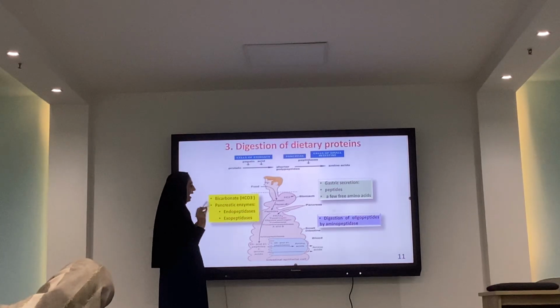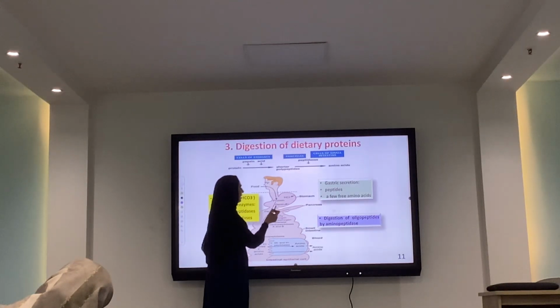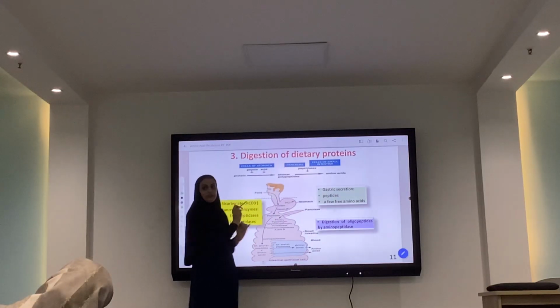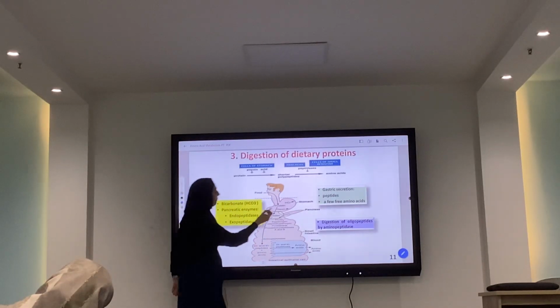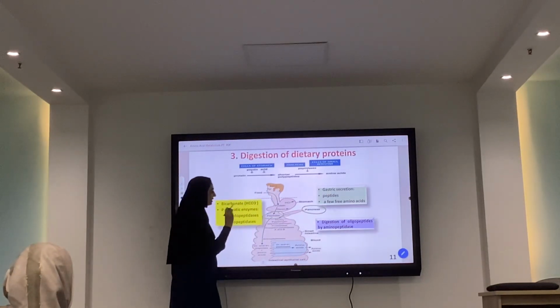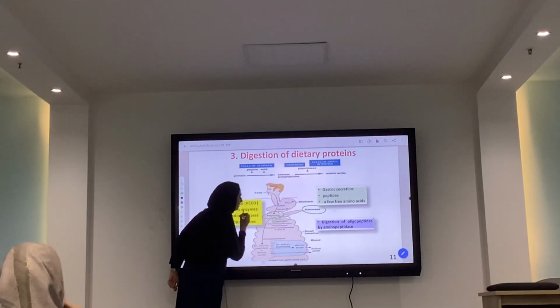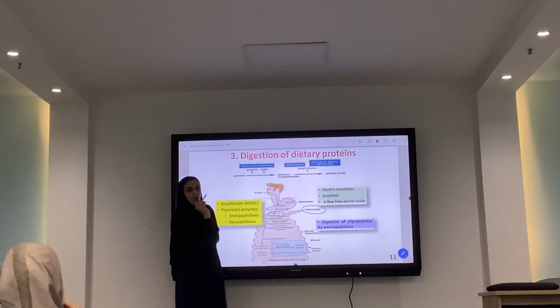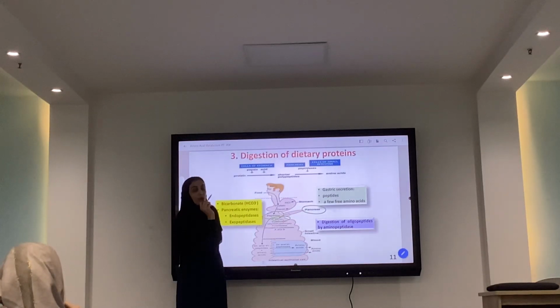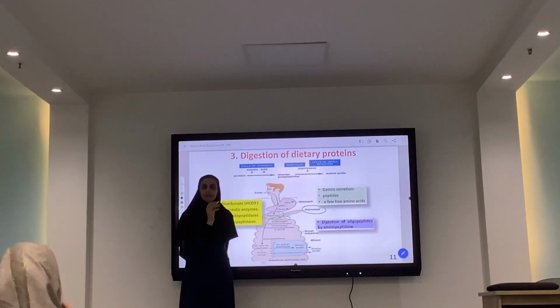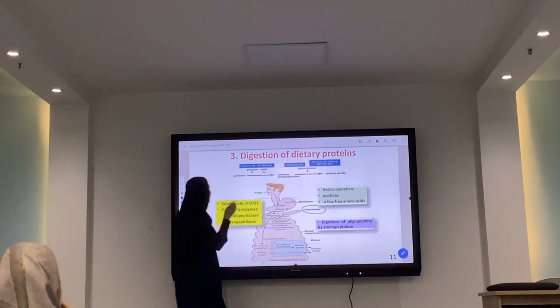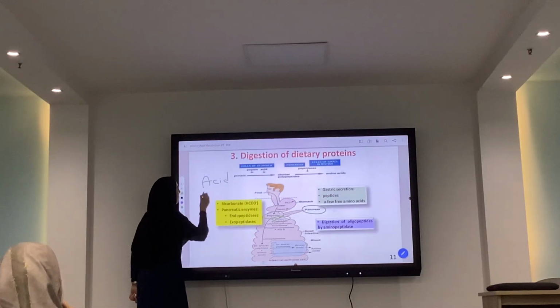Guys, at first, the HCl and pepsin will digest the protein to peptides. After that, the pancreas again starts to secrete, what is it? Do you know what is that? Bicarbonate. It is basic, a powerful base. We have acid and base. The bicarbonate is a powerful base in our body.